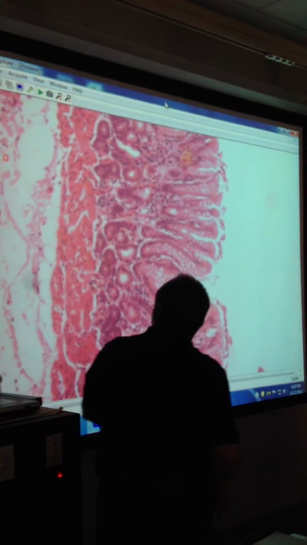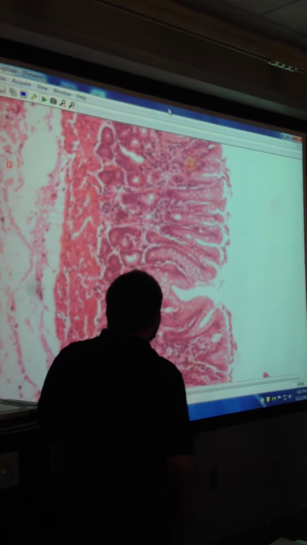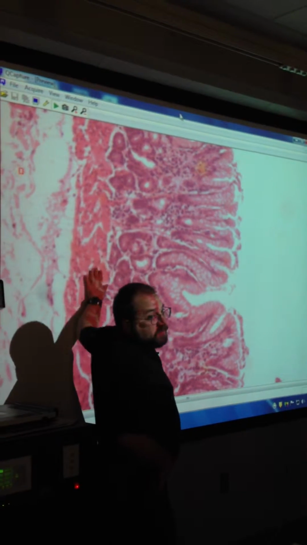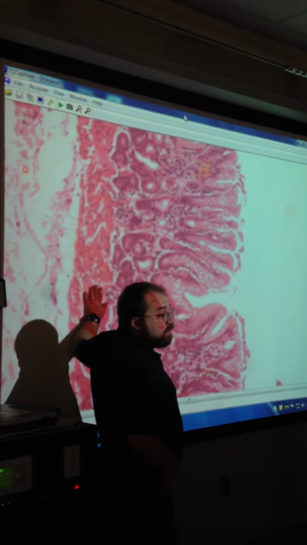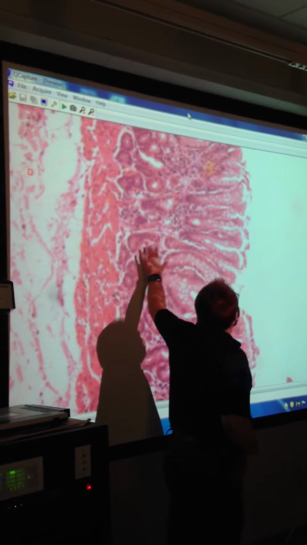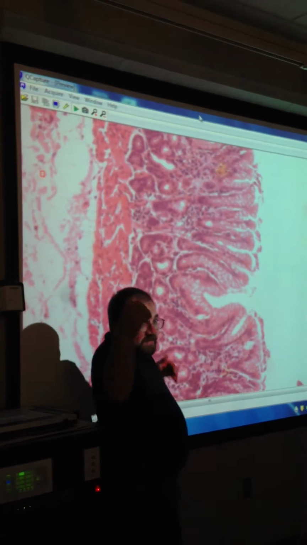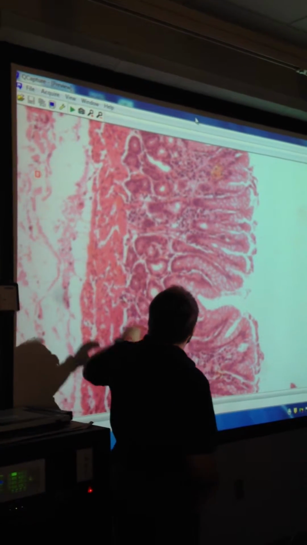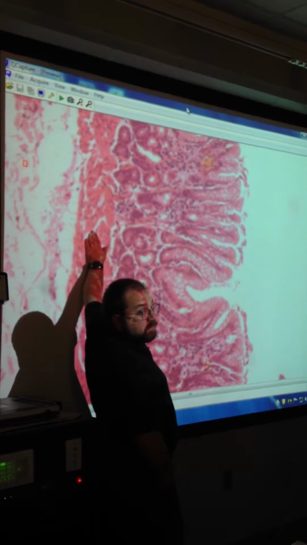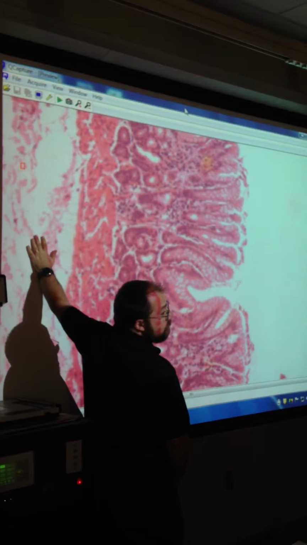And then the muscularis externa has 3 layers. Before we get to that, this is the muscularis mucosa. The pits and glands, although the pits lead down into the glands. Muscularis mucosa, and then down here would have to be submucosa.